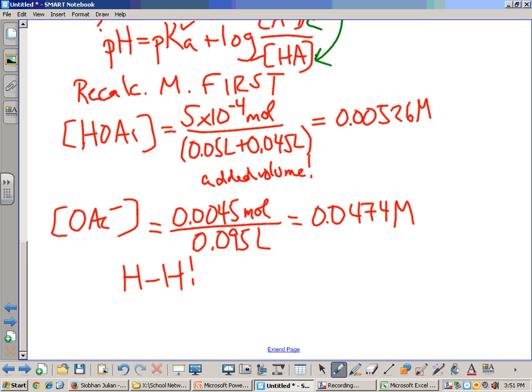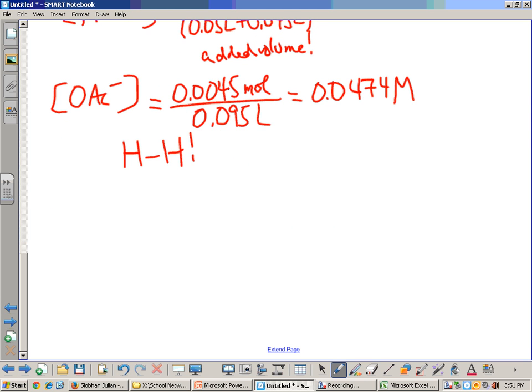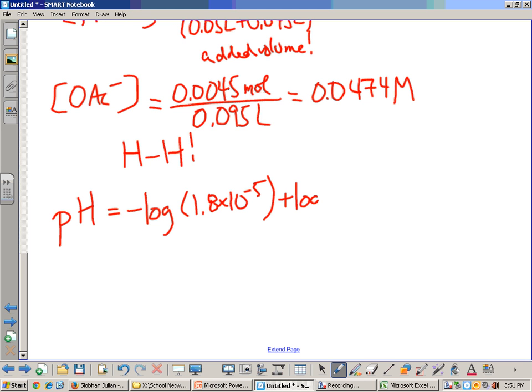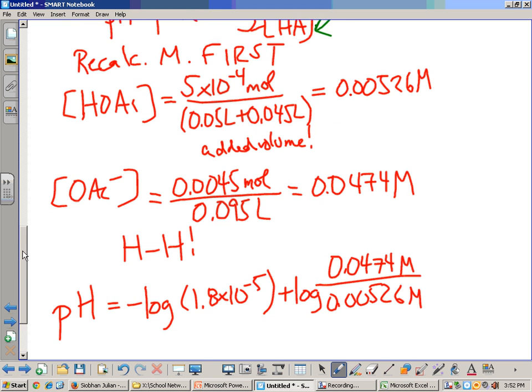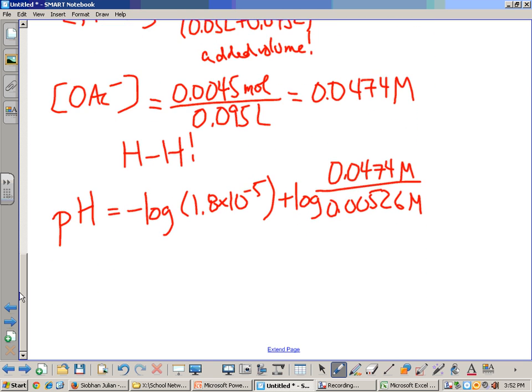We can now take these concentrations to our Henderson-Hasselbalch equation, because now we have everything we need. We can get pKa, we have the concentrations, so that's exactly what we're going to do. pH is equal to pKa, so the negative log of the Ka value, which is 1.8 times 10 to the minus 5th, plus the log of A minus over HA. So our A minus concentration, 0.0474 molar, and our HA concentration, 0.00526 molar. Those are the values we calculated just from above, so we're plugging those right in.